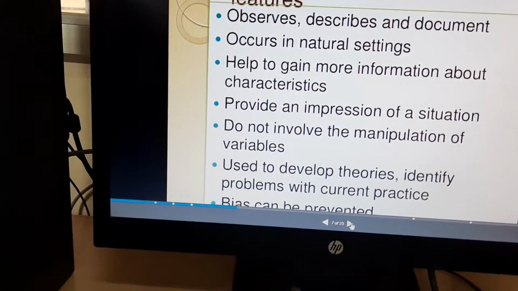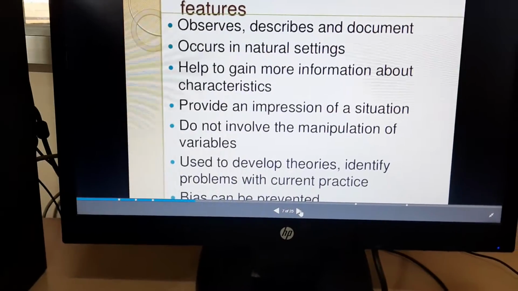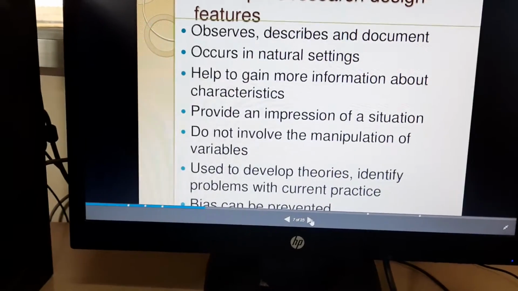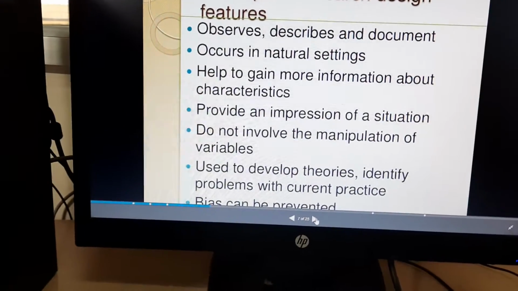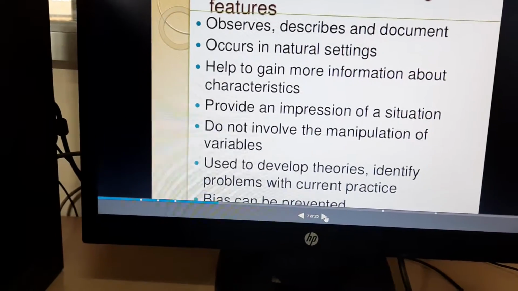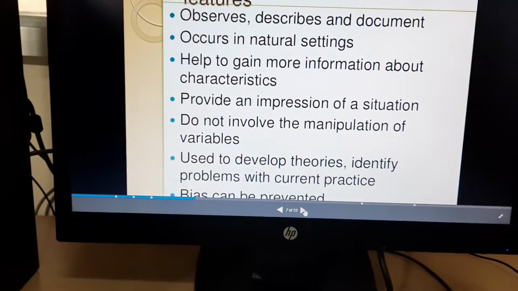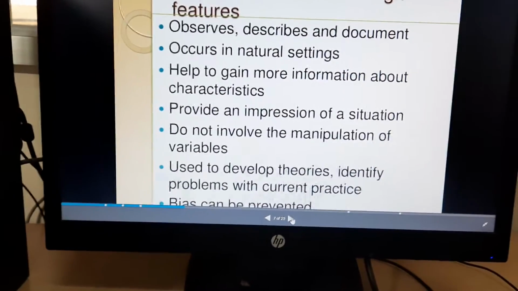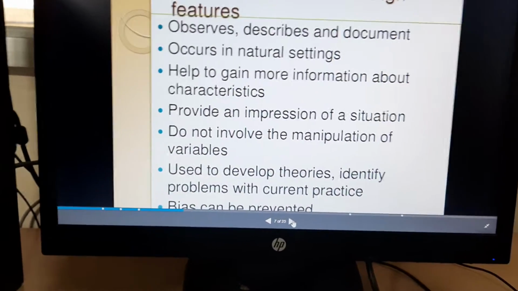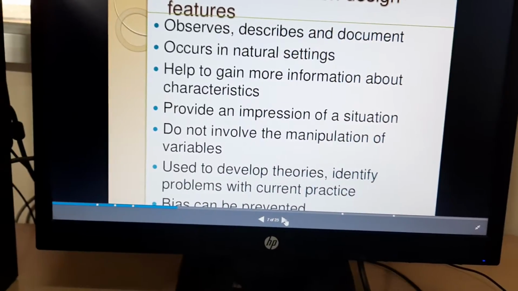It is used to develop theories. We have to make it according to their knowledge. We have to identify the theories, problems and current practices. What we have assessed in that, we cannot do the bias. Bias should not come. According to that population, we have to go according to their population knowledge. We cannot do manipulation and we cannot make it our own. If bias comes, it is your fault in taking the study.